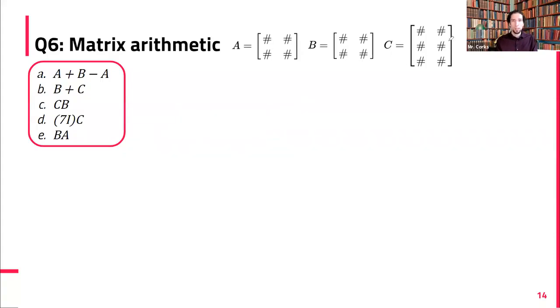A lot of people said for part B, well, we can't do it because the number of columns of B and the number of rows of C don't match. It's true that they don't match, but that's not why the matrix addition doesn't work. That's the condition for matrix multiplication. As I highlighted in class, matrix multiplication is weird and has weird rules that are very different from other operations.